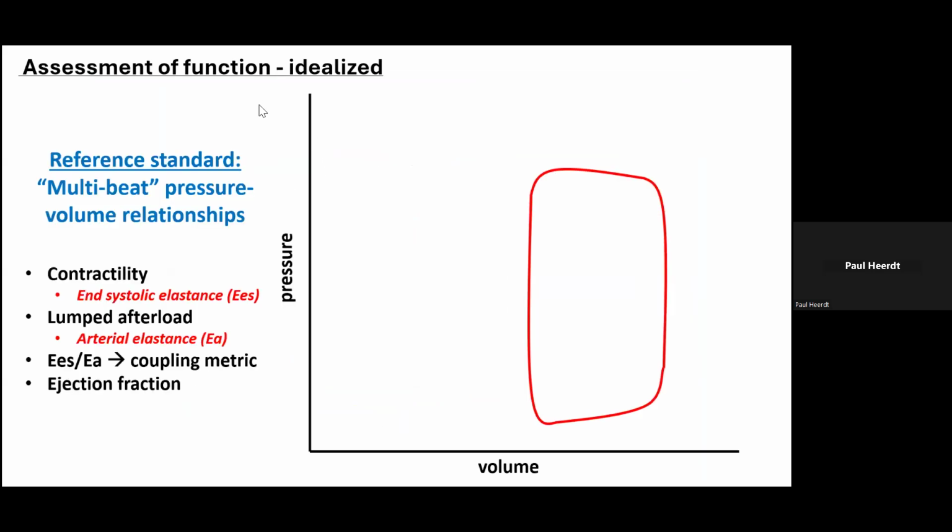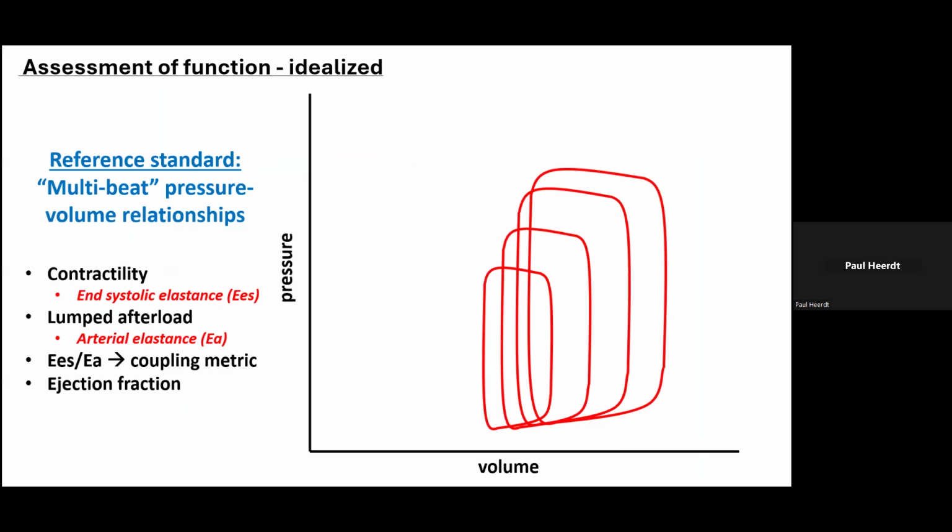Now, all textbooks nowadays tend to have a representation of what we call the reference standard for ventricular function, or the multi-beat pressure volume relationship. The principle of this is we then create a series of loops over changing preload, and caval occlusion is a common use for this.